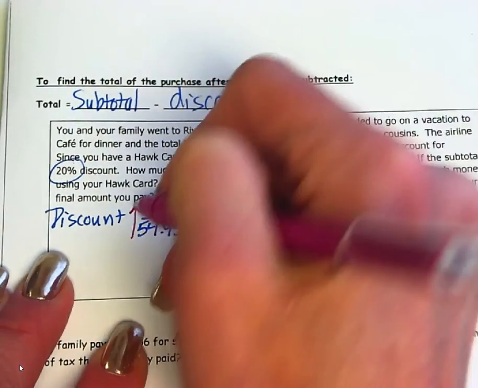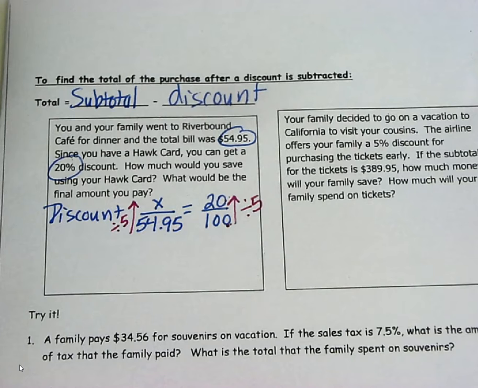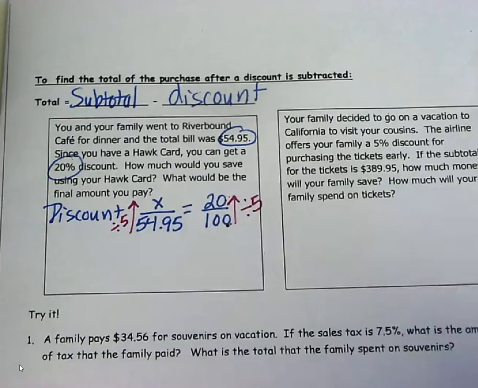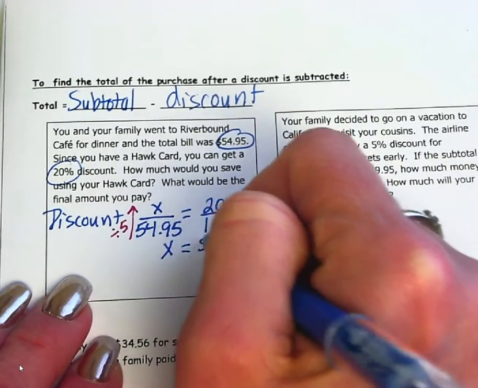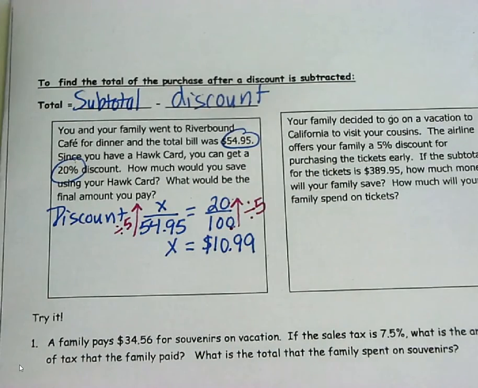So I could just do $54.95 divided by 5. It would be a quicker way to get the answer. If I take $54.95 divided by 5, I get $10.99. So X would be $10.99. They're not going to give you $11 off. They're not going to give you an extra penny, trust me. They want their money. So that's my discount.